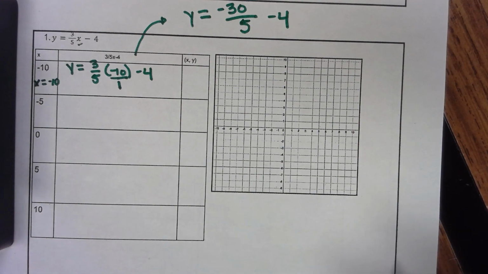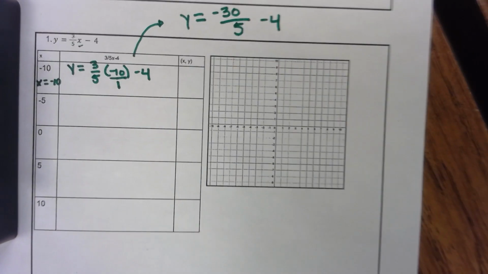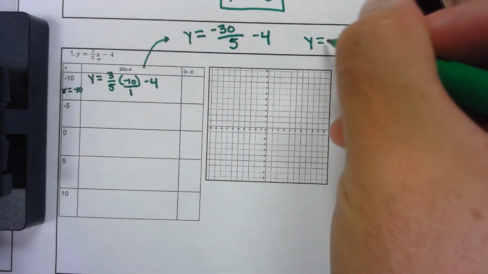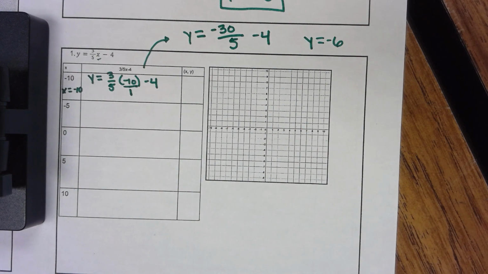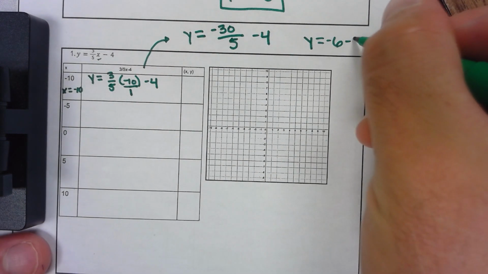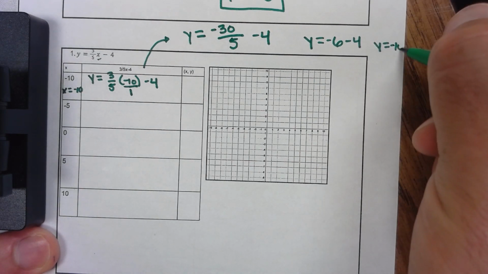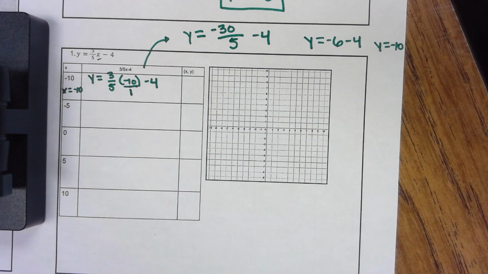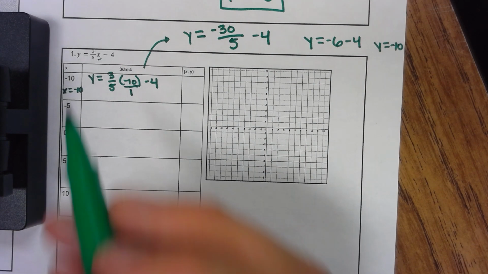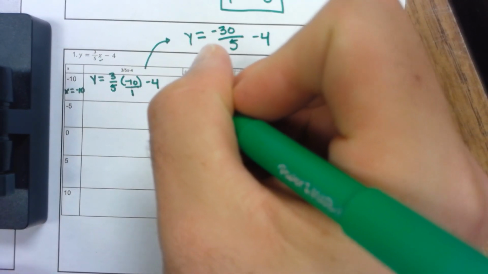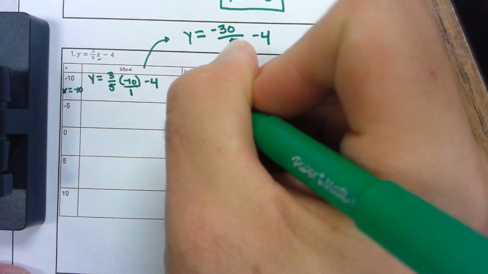Then order of operations has us doing division next. -30 divided by 5 is -6. And then we still have the minus 4, so -6 minus 4 gets me to y equals -10. So when x is -10, y is also -10. So our first point is (-10, -10).